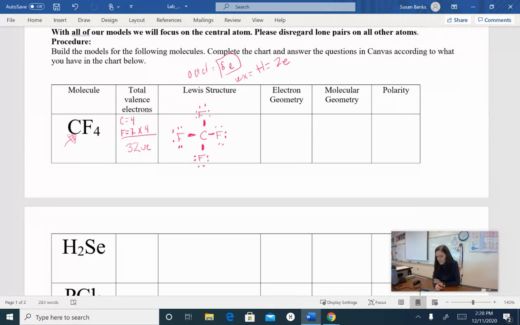Okay, so now we've got to count all the electrons that we've used. Have I used all 32 of my electrons? I have 2, 4, 6, 8. And aren't all these fluorines the same? So 8 plus 8 is 16, plus 8 more is 24, plus 8 more is 32. I have used up all of my electrons.